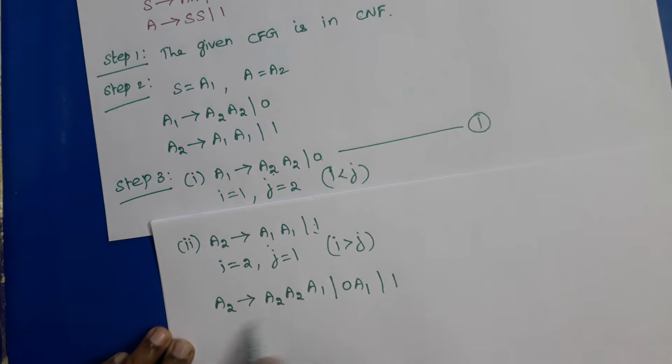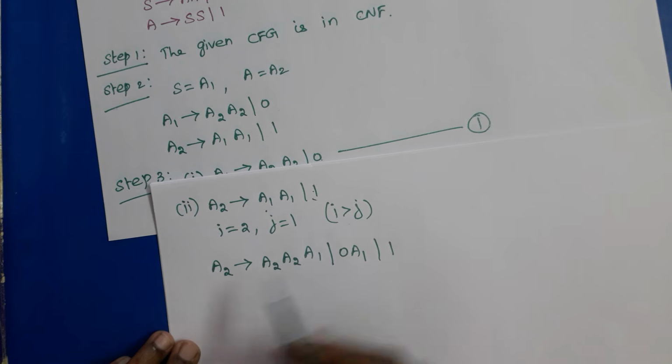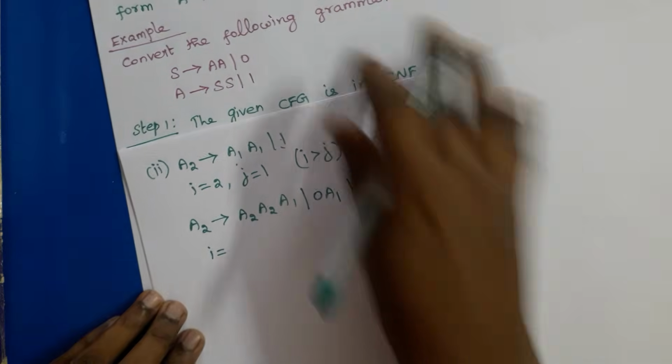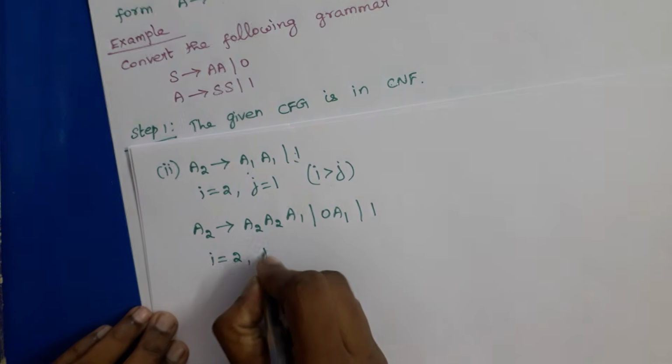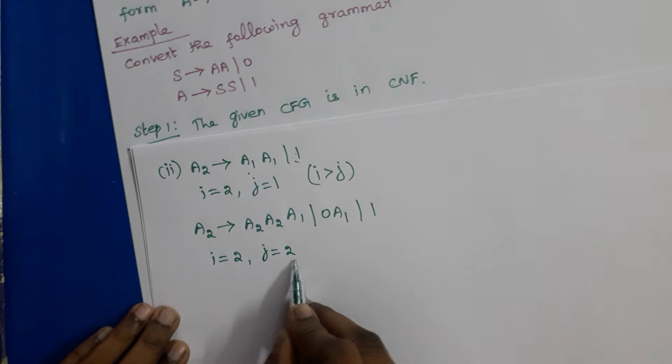again this is not in the GNF format, right? So we have to apply step 3 repeatedly because this is also now not in the GNF format. Here, because step 4 is repeat step 3 as many times as possible, here I is 2, j is also 2. J means this symbol, I is this symbol. I is 2, j is 2.